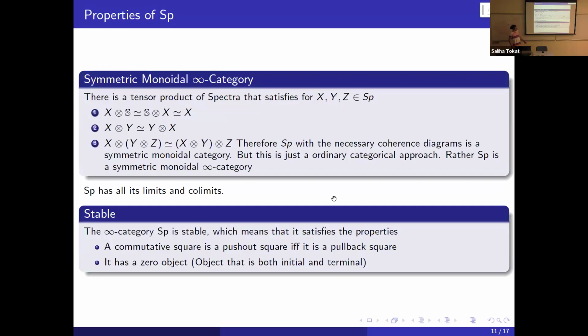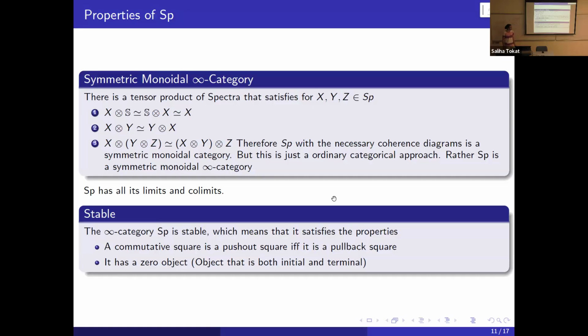And Sp has, as I said, very good properties. The first one is that it is a symmetric monoidal category by a tensor product. And the sphere spectrum is actually the unit of this symmetric monoidal structure. And we also have these relations, but this does not give Sp just a symmetric monoidal structure. It gives it a symmetric monoidal infinity category structure, which is a symmetric monoidal structure that also has all these coherent diagrams and coherence. It is an equivalence up to coherency and so forth.